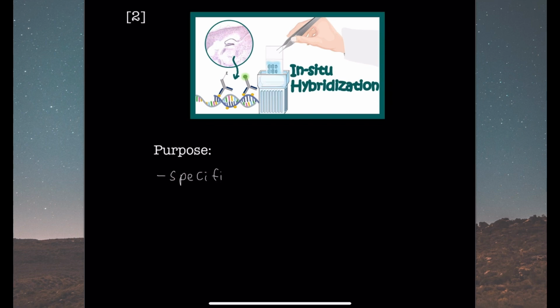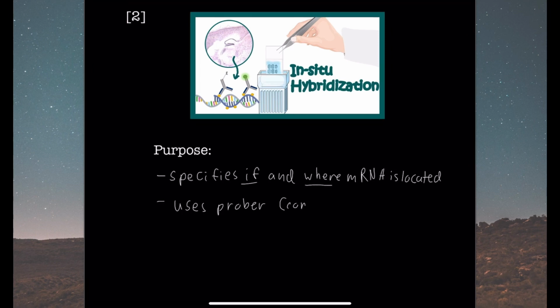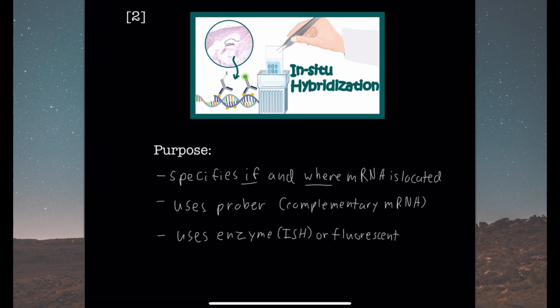The purpose of in situ hybridization is to specify if and where mRNA is present within the brain. This is done by using a probe, which is a complementary sequence of mRNA that attaches to the mRNA within the brain. This is then identified using either enzymes or fluorescent antibodies, where enzymes is the acronym ISH, and fluorescent antibodies is the acronym FISH, and these are used to detect the probe.